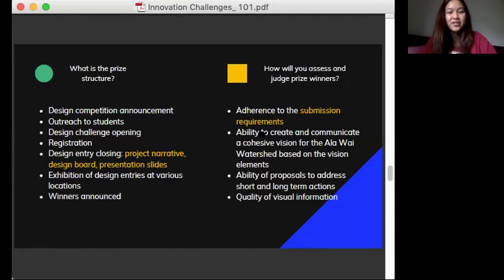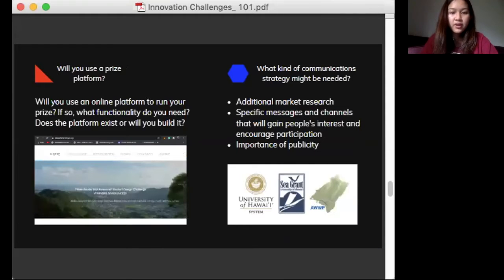Ability of proposals to address short and long-term actions, and also the quality of visual information they are presenting. And then you will have to clarify whether your challenge could be most effectively run using an online platform. If you go down this route, you will need to decide whether you are building a new platform or using a pre-existing platform.